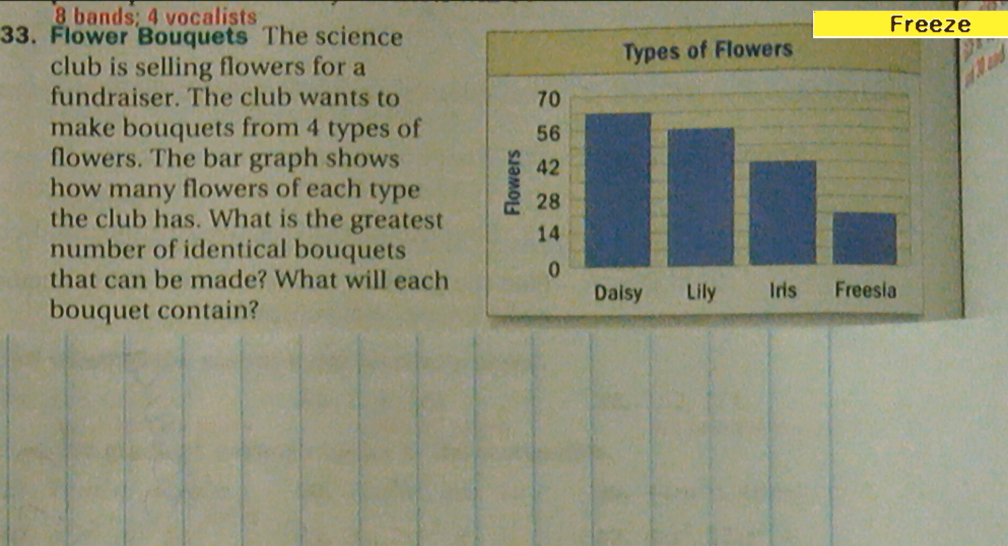How many lilies do I have? Aaron? We have 56 lilies. How many irises do I have? Frankie? We have 42. Michaela, how many freesias do I have? We have 21. That is the most important part of starting this, is making sense of that graph.